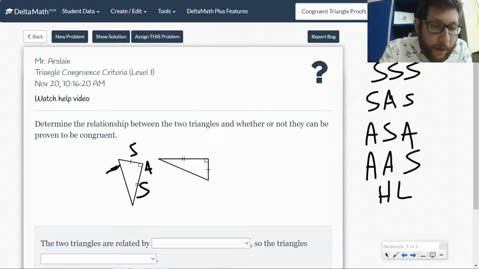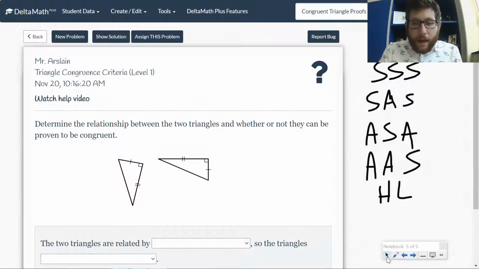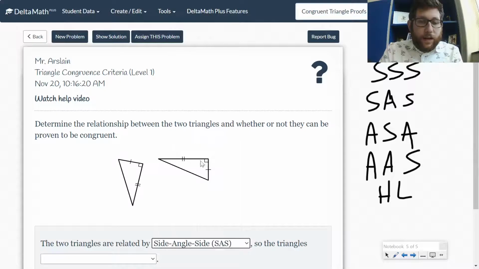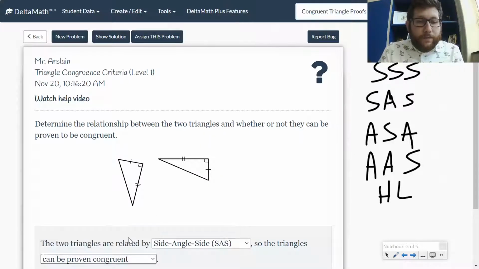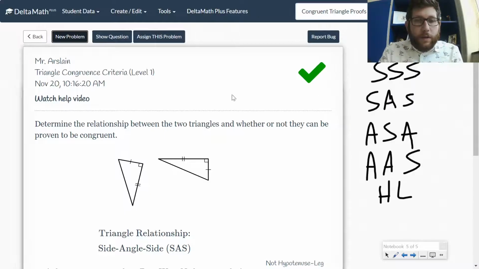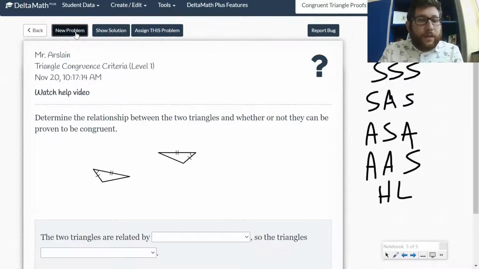If I had the angle up here instead of this one, that would be angle side side because the angle is not trapped. There's a whole side here that it's not touching. So in this case, this is going to be side angle side and side angle side. That's on my good list. So I'm just going to mark side angle side and say that they can be proven congruent. All right, then we submit that. Looks good. All right, so we're gonna do a bunch of them. That's another side angle side.